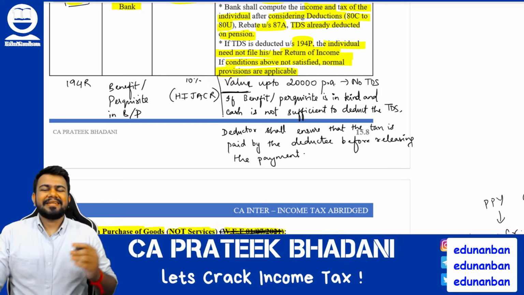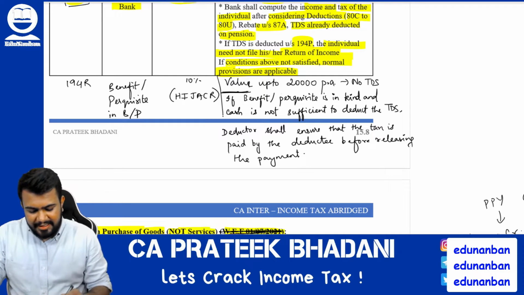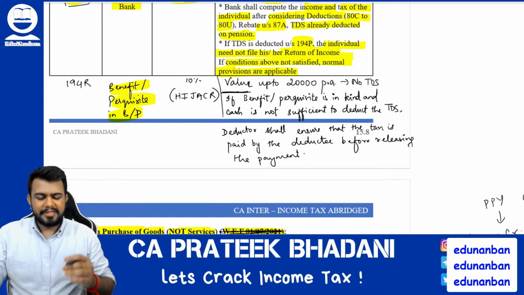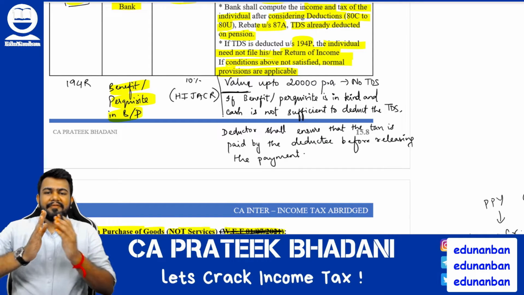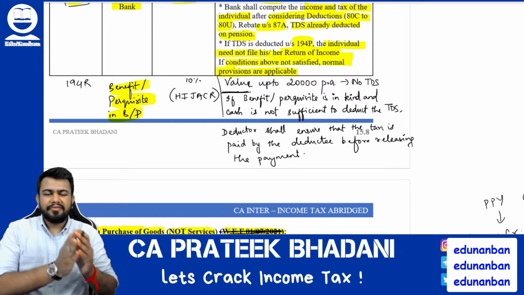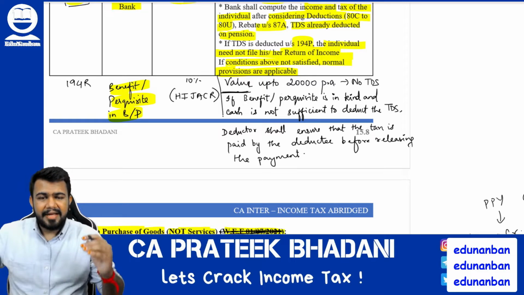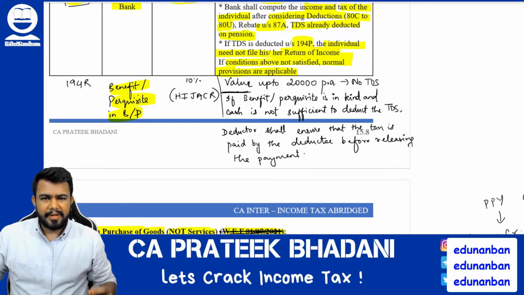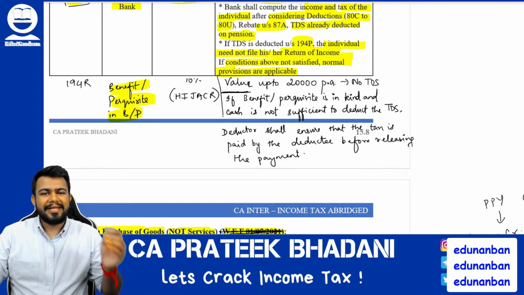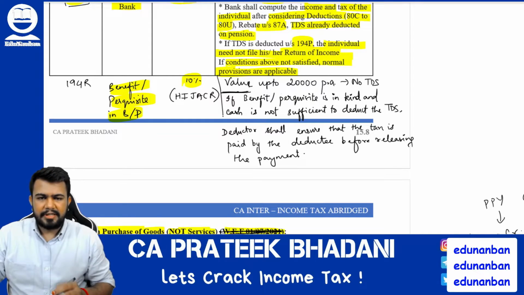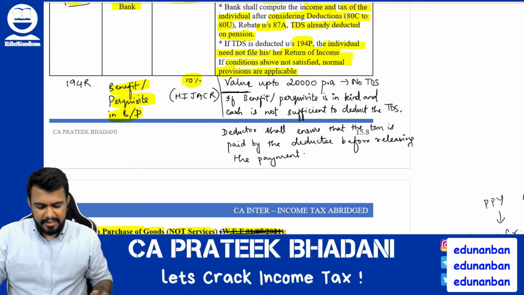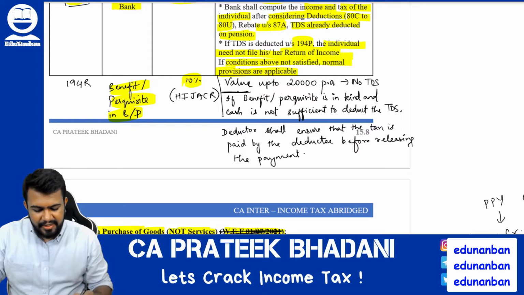Now let us discuss section number 194R, that is benefit or perquisite in the course of business or profession. So when a person is giving a benefit or perquisite in course of business, and if it crosses 20,000 rupees per annum, then on the entire value TDS has to be deducted at 10%. What is the TDS rate? 10%.